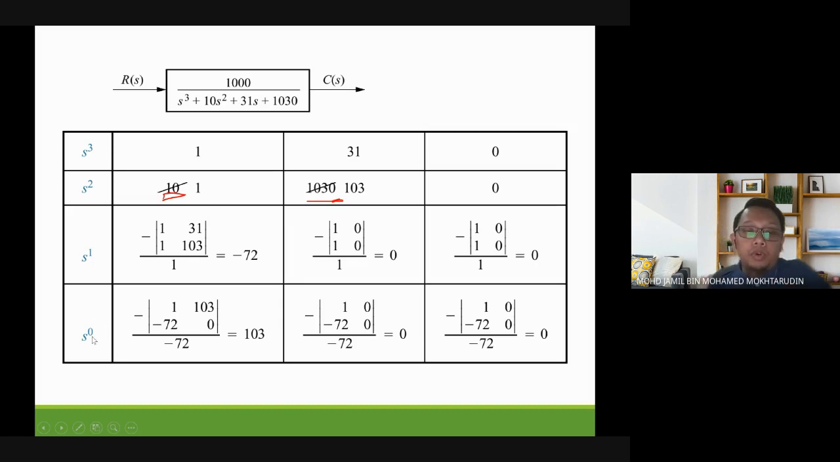And then we repeat for row S0. So row S0, negative 1, negative 72, 103, and 0, divided by negative 72. And the second column, it's negative 1, negative 72, 0, and 0, divided by negative 72. Okay, so that's how you generate the Routh table, okay?